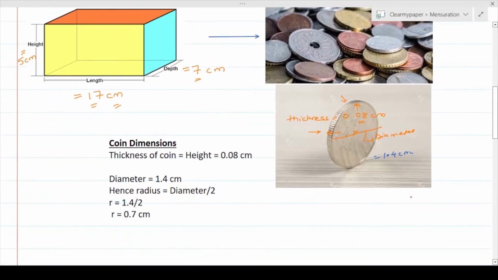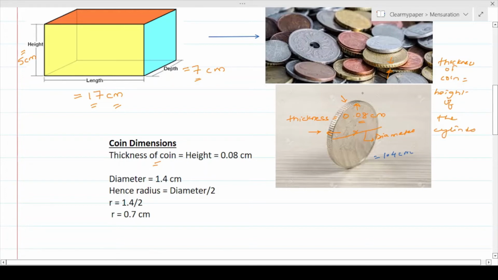So if you see the coin dimensions, we have the thickness of the coin. If you put this coin down like this, the thickness becomes the height. So the thickness is nothing but the height of the cylinder. Thickness of coin is equal to height of the cylinder, because if you just put this coin flat, you will see this is the thickness. Okay, this is the thickness. So if you see this portion, that becomes the height. It's a small height, but it's a height. Okay, and since they've given the diameter, we can easily calculate the radius by dividing it by 2, and we get 0.7 centimeter. So we have all our ducks in a row now.